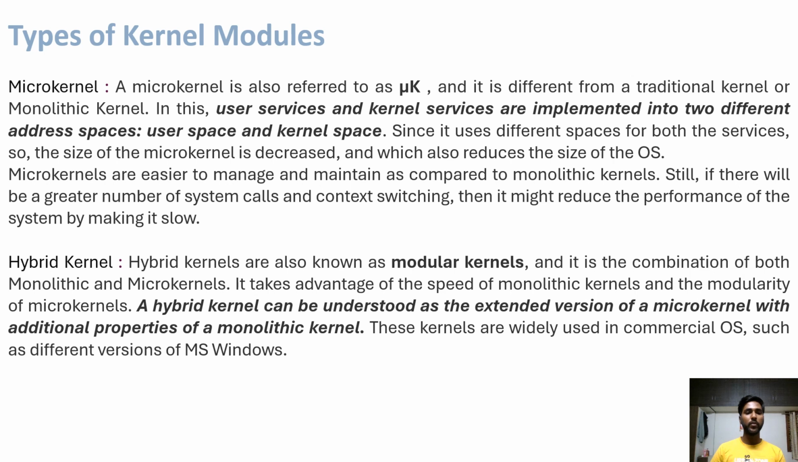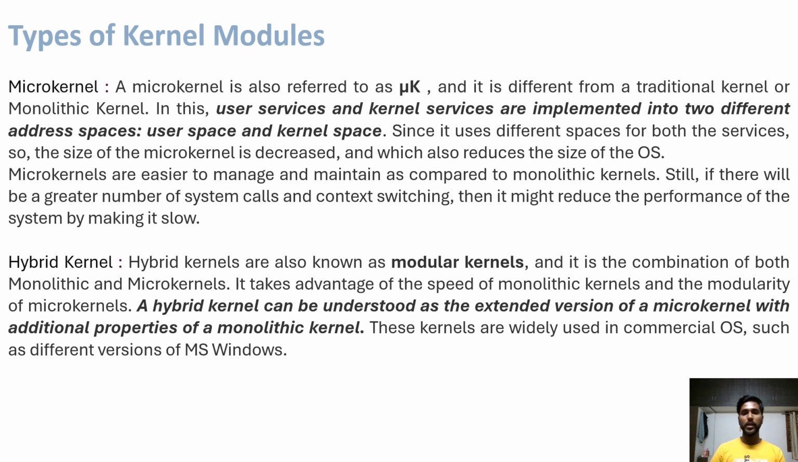The next type of kernel is the hybrid kernel. Hybrid kernels are also known as modular kernels, and they are a combination of both monolithic kernels and microkernels. It takes advantage of the speed of the monolithic kernel and the modularity of the microkernel. A hybrid kernel can be understood as an extended version of the microkernel and monolithic kernel.